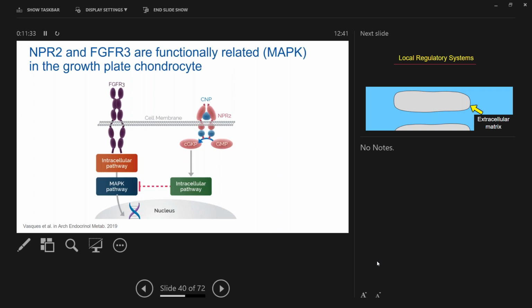And this is, as you may know, now being explored. So there's a CNP analog in phase 2 trials for achondroplasia, and there are other biotech companies developing CNP in a carrier system, and there are FGFR3 antibodies being developed. So we may actually see some progress in the possibility to treat some of these syndromes.